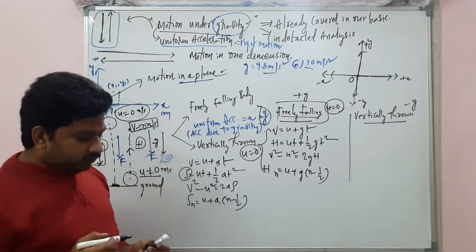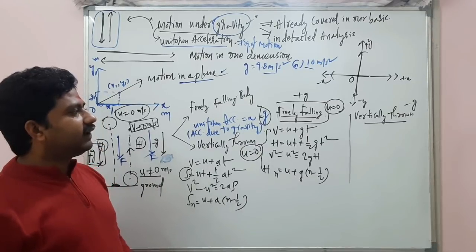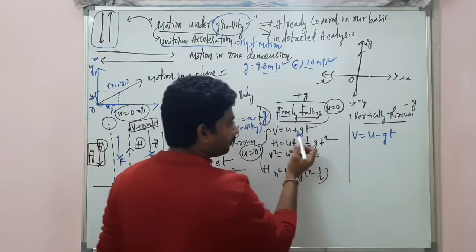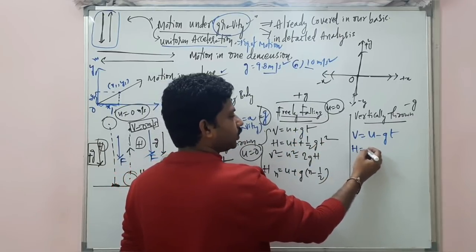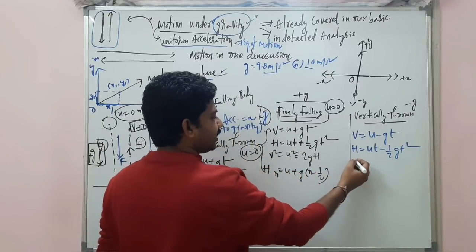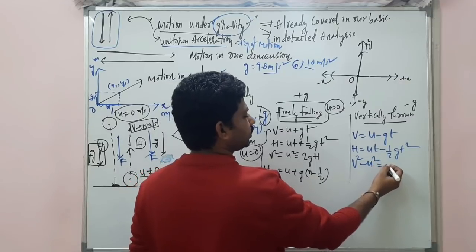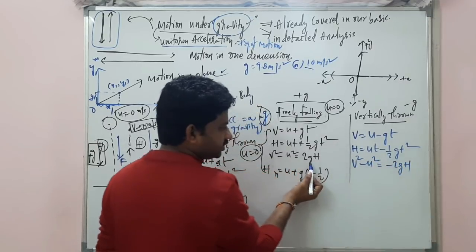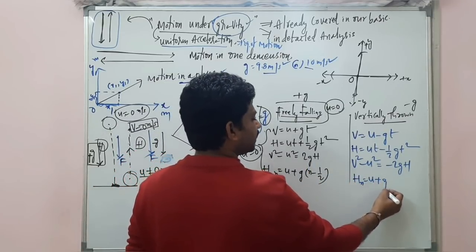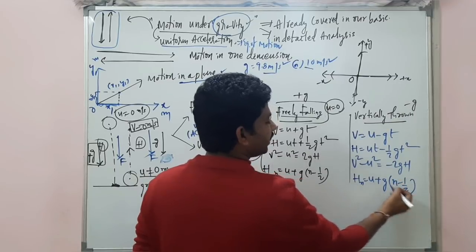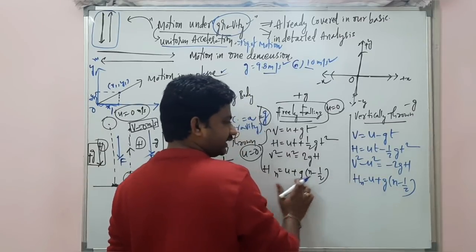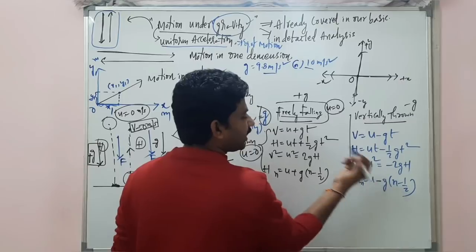Alright? Now vertically thrown. So simple. G value will be negative. That's it. V is equal to U minus GT. See here, plus G becomes minus. So H is equal to UT minus half GT square, and V square minus U square is equal to minus 2GH, because this G will be negative. Okay. So now Hn is equal to U plus G into N minus half. Is it correct? No, because this plus G is taken here. So it must be taken as minus G.